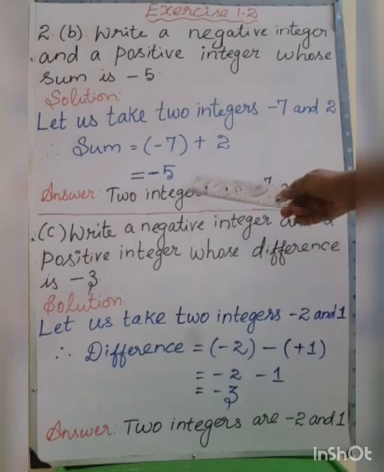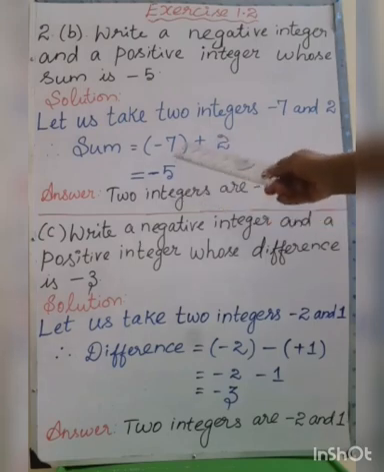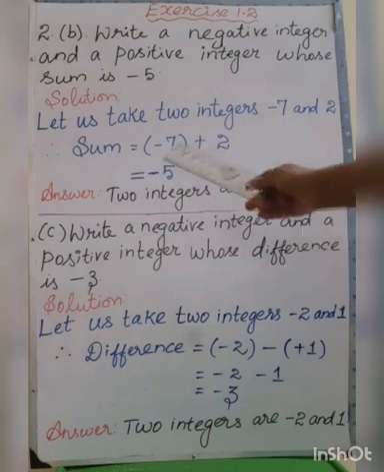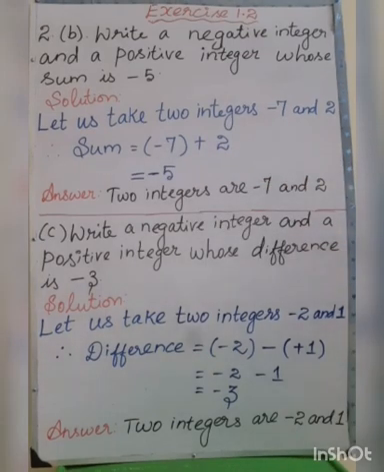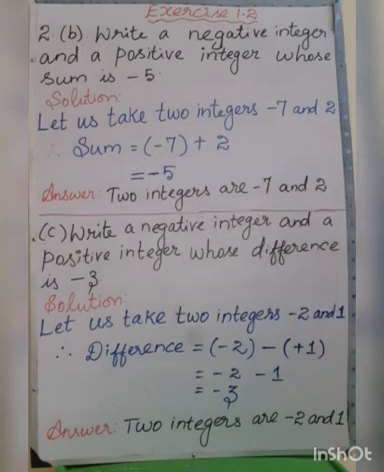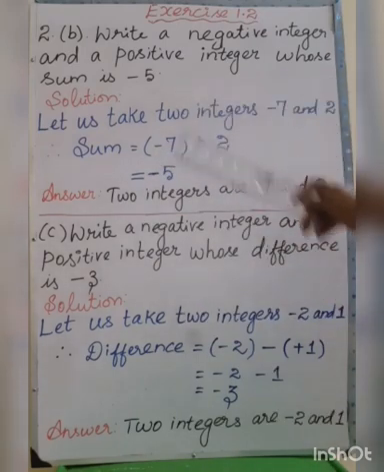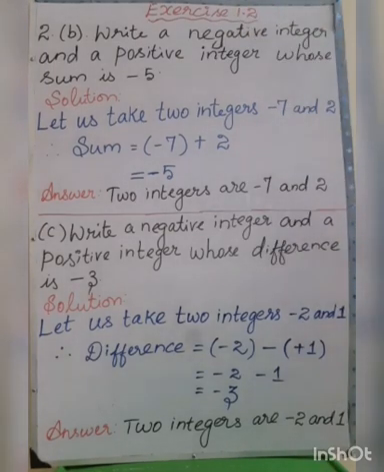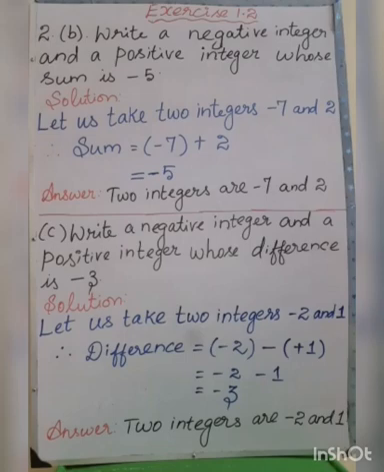Subtract the numbers: 7 minus 2 is 5. Put the sign of the biggest integer. Here the 7 and 2, compare these two. The 7 is the biggest integer, so the biggest integer's sign is minus. So minus 5 is your answer. Okay, so you solved this one. So in this answer, write a negative integer and a positive integer. What are the integers? Minus 7 and 2.